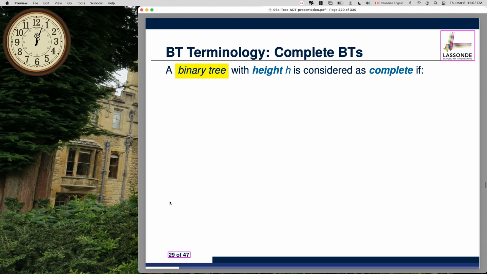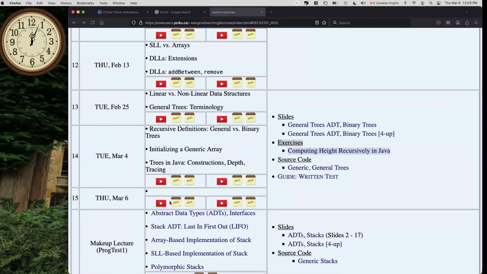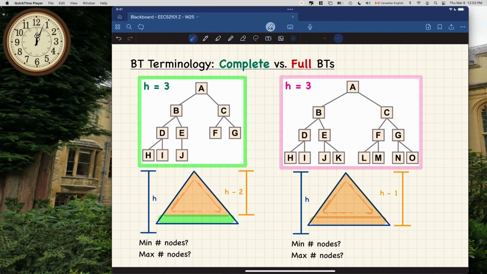Complete binary tree: given a binary tree, you want to decide whether or not a binary tree with height h is considered complete. Here's the definition, and I'm going to use an example to show you a complete binary tree. First, let's focus on the complete binary tree over here. Visually speaking, you have all the maximum nodes until the second-to-last level, and then for the last level at the bottom, you fill out the tree from left to right. That's really the visual realization of how a tree is complete.